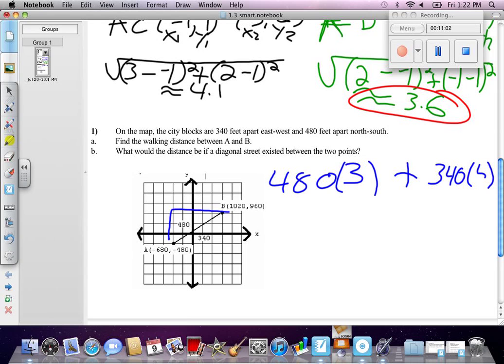Okay? And now I'm just taking the amount of feet it takes me to walk north times the number of north blocks, plus the amount of feet it takes me to walk east-west times the amount of east-west blocks I'm going. I get 3,140 feet. Do I need to go over how I got that again, or are you guys okay? You good?